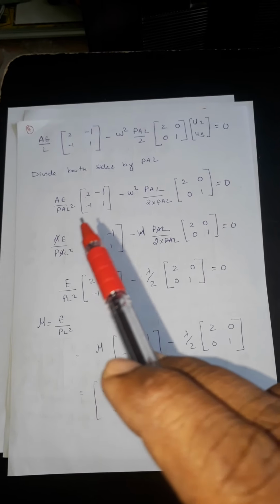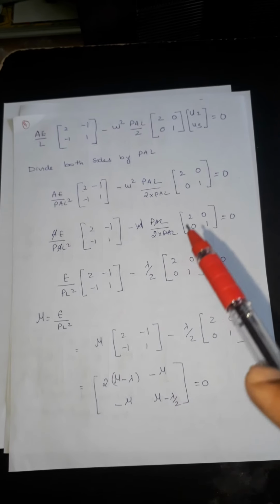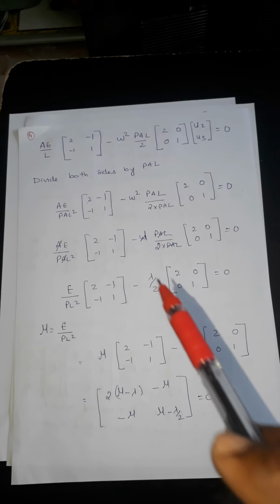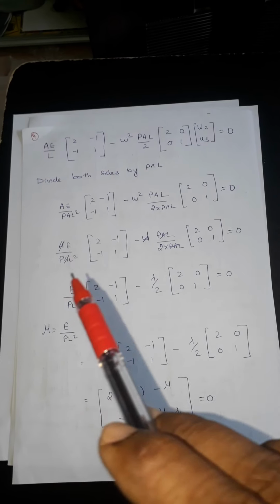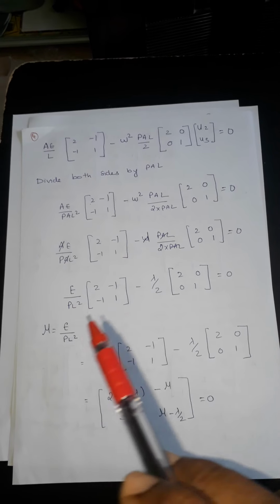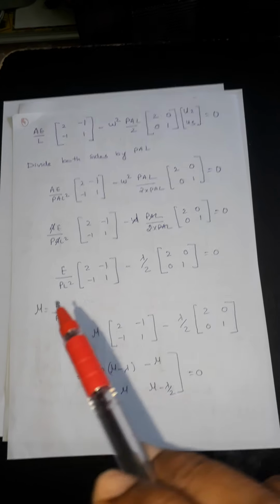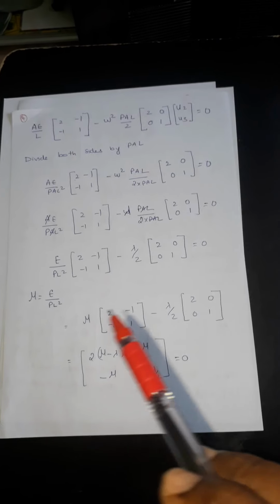Here I have divided by rho AL, and here also rho L, so this cancels. Everything cancels, and I am getting lambda by 2, only 2 remains over here. Lambda by 2, here A cancels, here rho L square. So this and this equation. Now what I have done is this is mu, I have given this as mu.